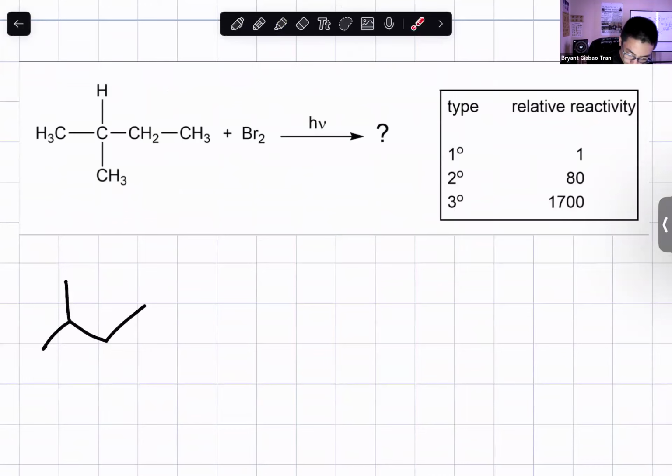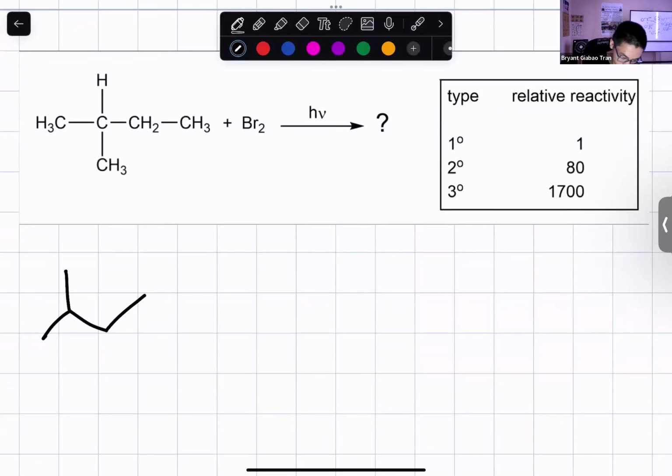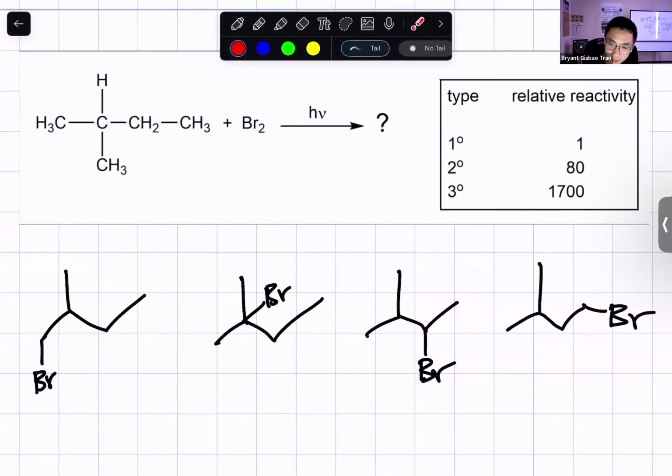First, find the products you could form from this reactant here. We see that we could form these unique products right here. Let me show what I mean. These are four different products that we could have.